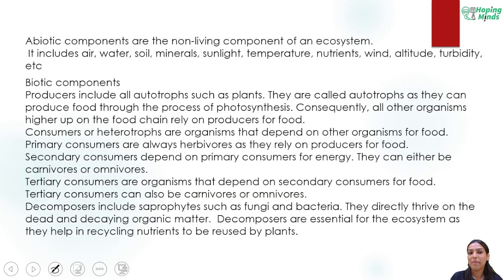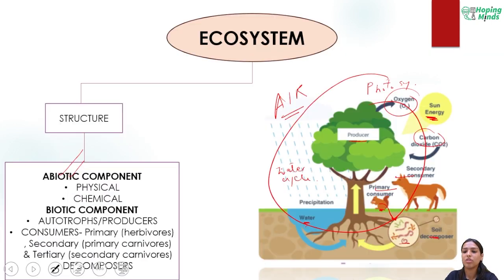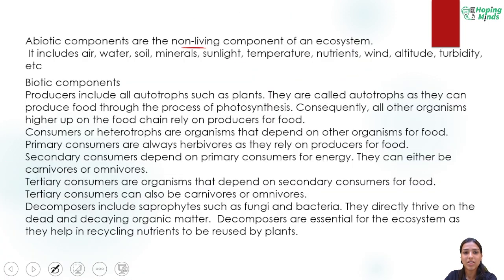Coming next to the abiotic components now. As I told you earlier, abiotic components are the non-living components of an ecosystem. It includes air, water, soil, minerals, sunlight, the temperature, the nutrients, the wind, the altitude, the turbidity. Now, what is turbidity? I'm sure we all know what is air, water, and soil, as we saw over here. Air, water, soil, minerals that are present in the soil being created by the decomposers, the sunlight that we are taking from the sun, the temperature that the sun is giving, the nutrients that are again present in the soil, the air, the wind, the altitude. What's turbidity?